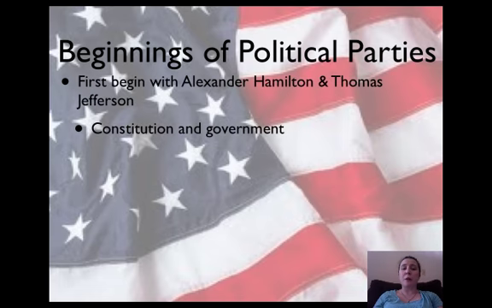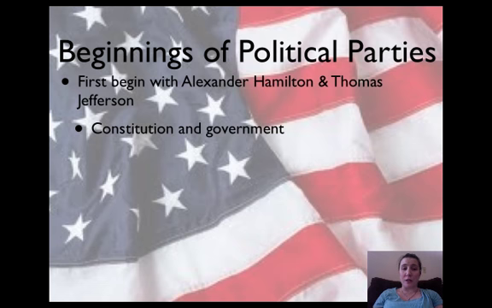So political parties start almost around the same time as the country starts. It's around the turn of the 19th century, right around when George Washington leaves office. In his farewell address, he warns the nation to be wary of political factions. But political factions had started really when the Constitution was being ratified. So the first true political parties revolved around Alexander Hamilton and Thomas Jefferson, and it was over the issues of the Constitution and how much power the national government should have.